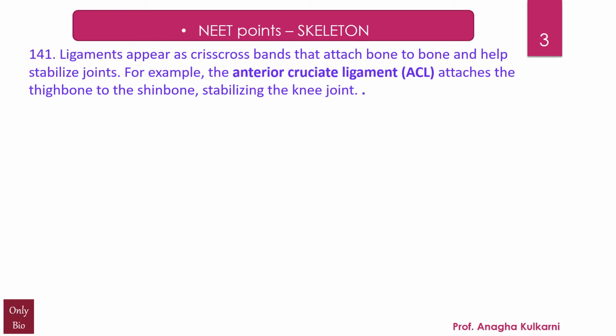Point number 141. Ligaments appear as crisscross bands that attach the bone to the bone and help to stabilize the joints. For example, the anterior cruciate ligament, in simple words called ACL, attaches the thigh bone to the shin bone, stabilizing the knee joint.